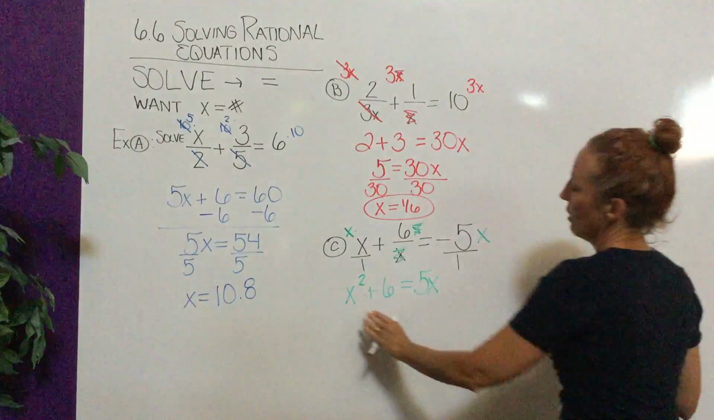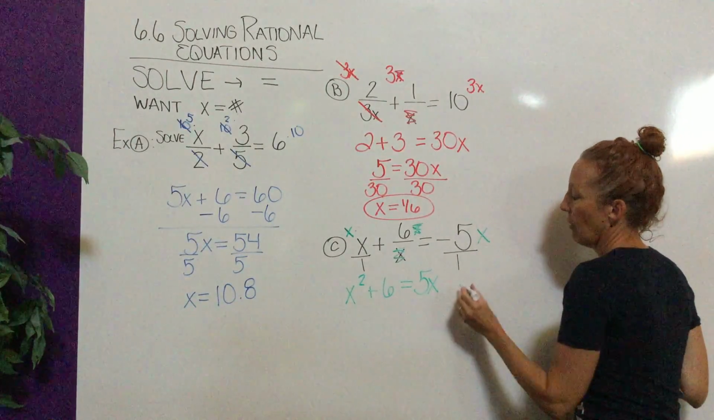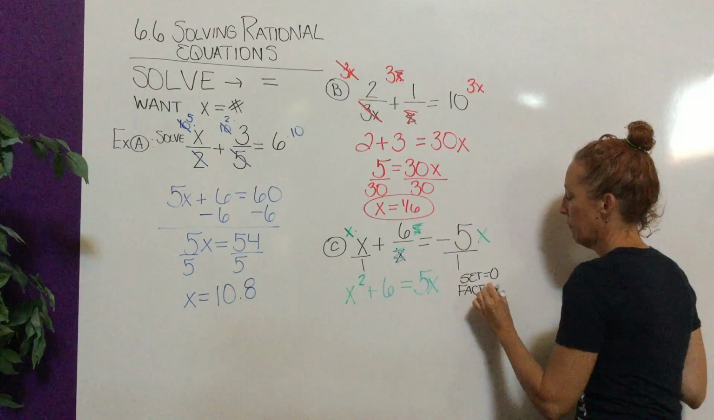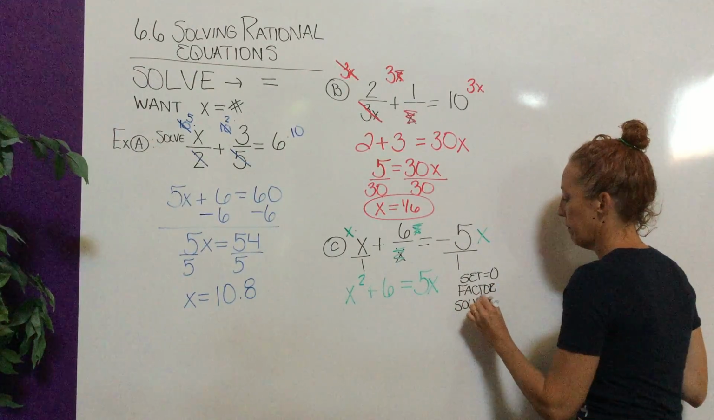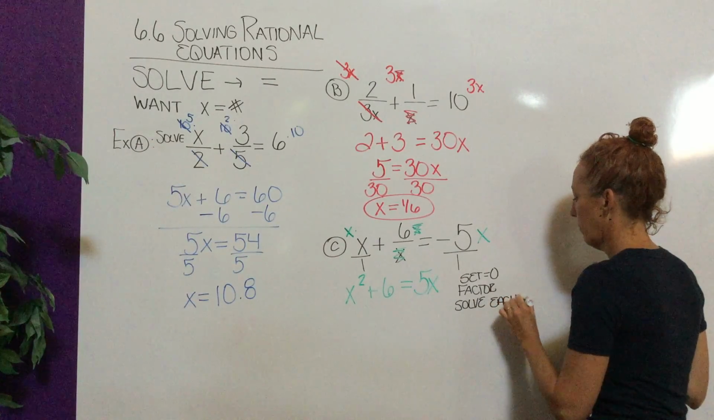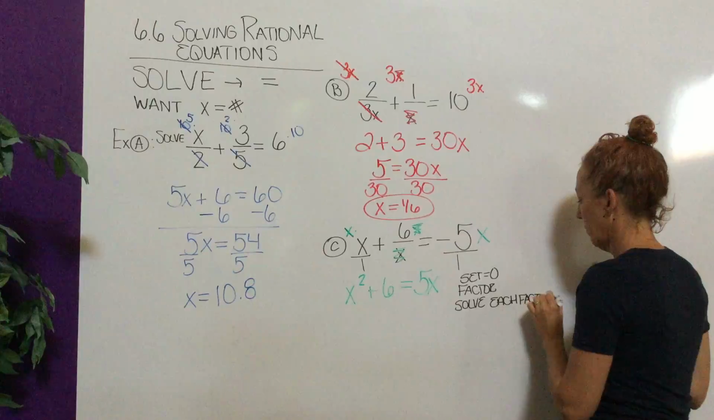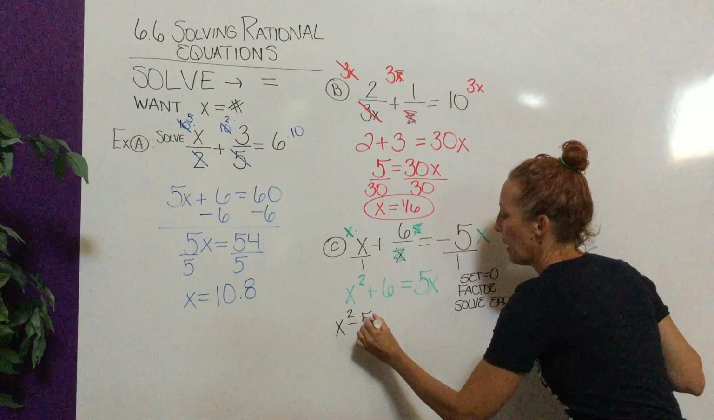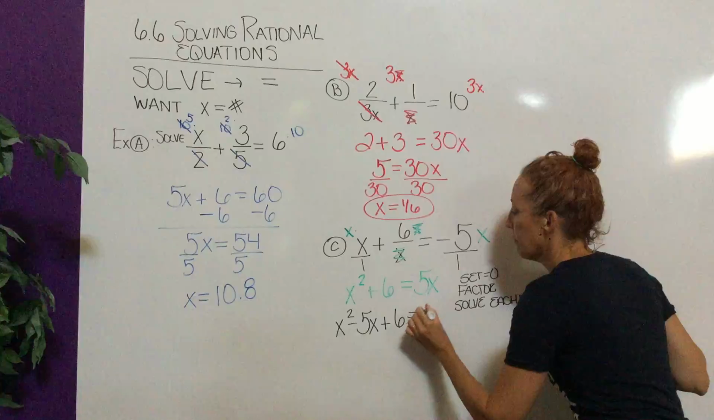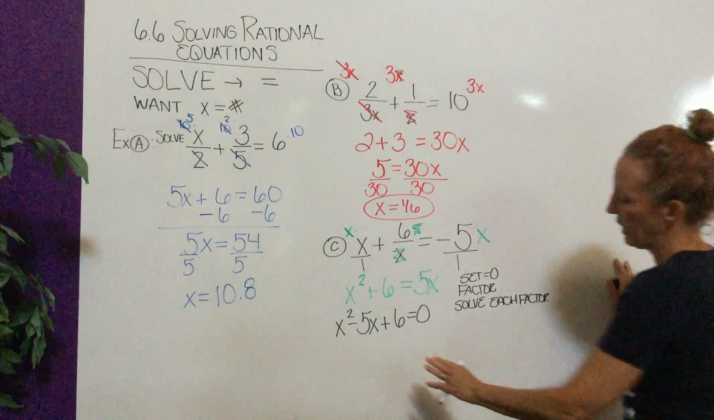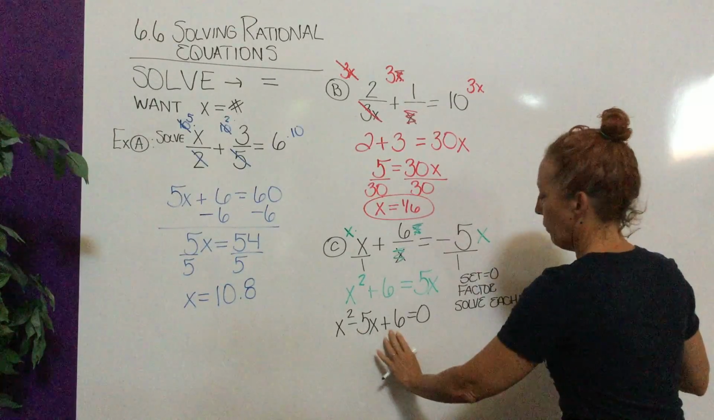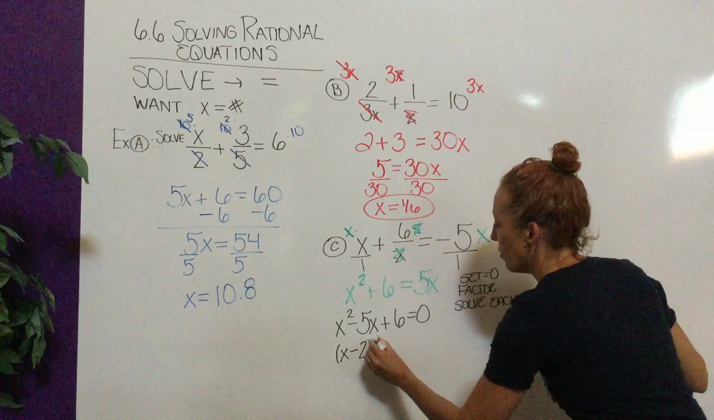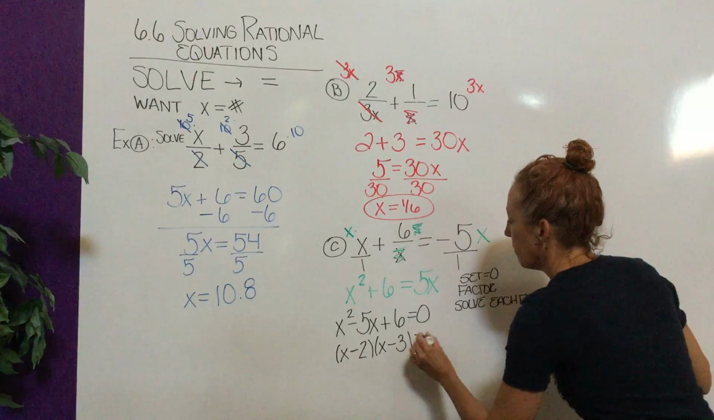Well, how do you solve a quadratic? You have to set it equal to 0, factor, and solve each factor. All right, so let's move that 5x to the other side. It's going to become negative when I jump that equal sign. Again, we need to multiply to a positive 6, but add up to a negative 5. So I'm going to choose x minus 2 and x minus 3.